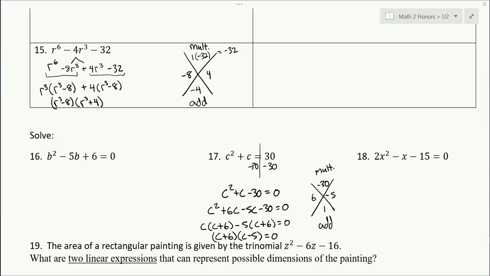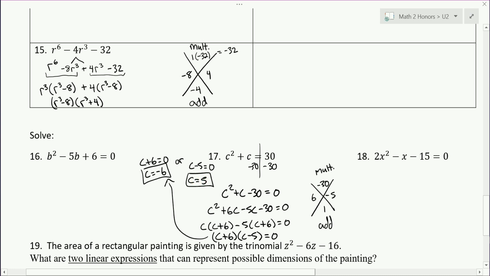We have our a times our b equals 0, which means what? One of them has to equal 0. So you split your factors up. I'll do it over here. So either c plus 6 equals 0 or c minus 5 equals 0. If c plus 6 is 0, then c is negative 6. If c minus 5 is 0, then c is positive 5. We'll stop there.